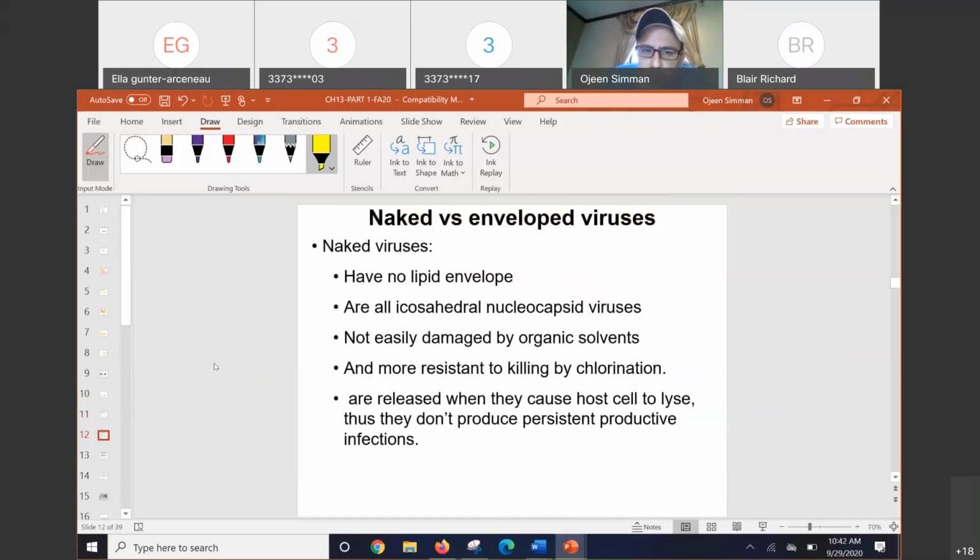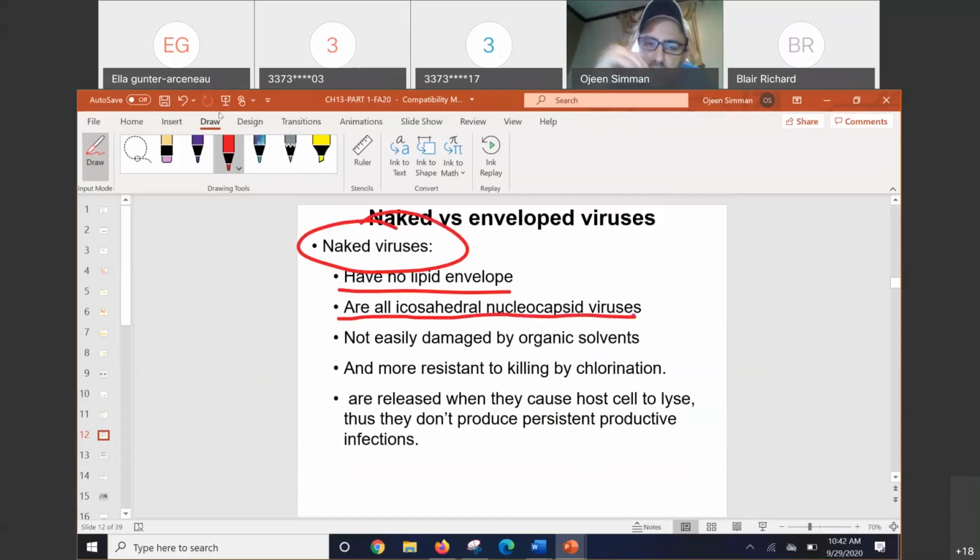Now, some important information about naked viruses. Naked viruses have no lipid envelope. Structurally speaking, all naked viruses are icosahedral in shape. Naked viruses are not easily damaged by organic solvents. That means it is actually harder to get rid of or kill naked viruses. It's easier to kill enveloped viruses. Naked viruses are more resistant to killing by chlorination.